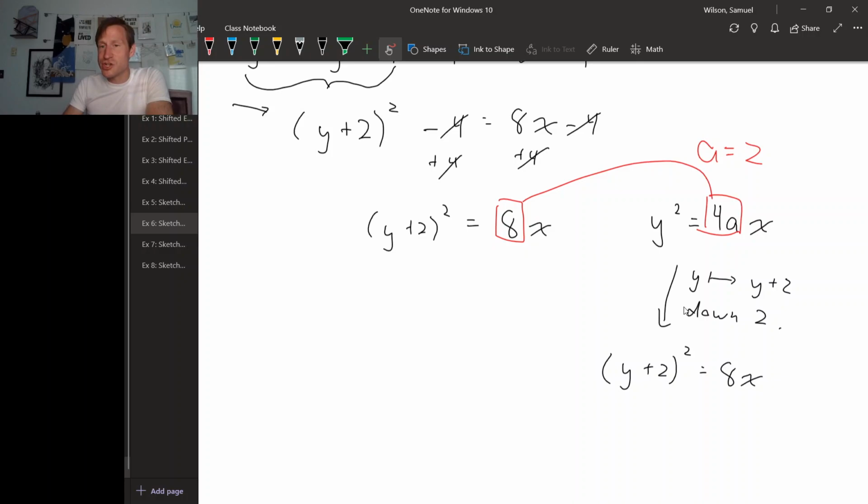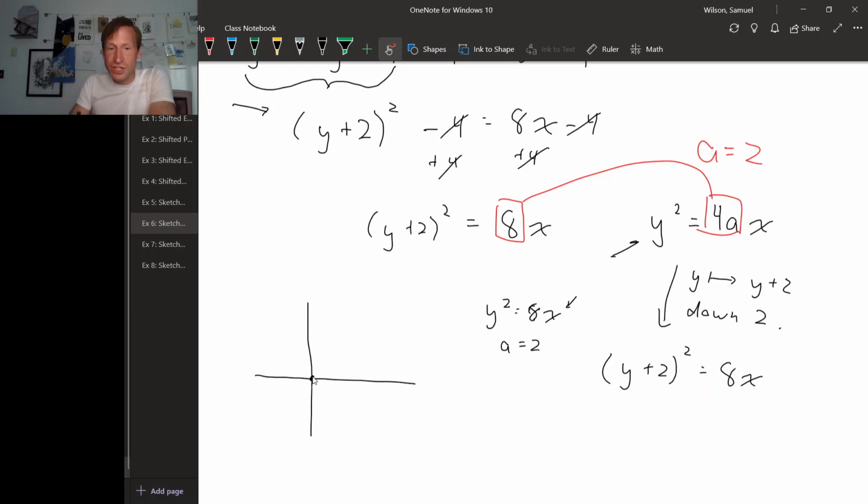So this gives us a way to sketch our parabola. We can sketch the parabola right here, y squared equals 8x, and then shift it. So y squared equals 8x. This is a is 2. And this one is opening in the horizontal direction because it's x that's unsquared. And the focus is 2 units to the right of the vertex. That's to the right of the vertex because a is positive.